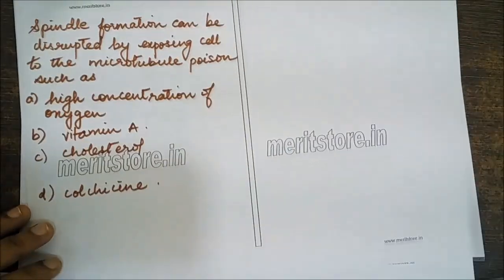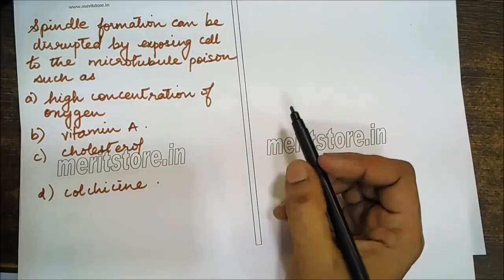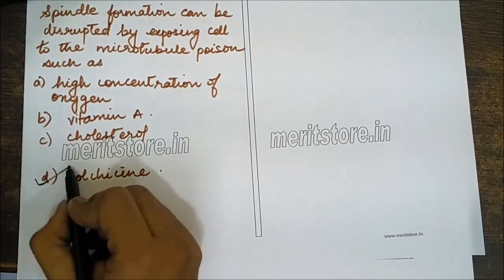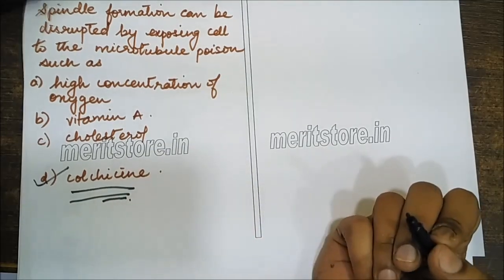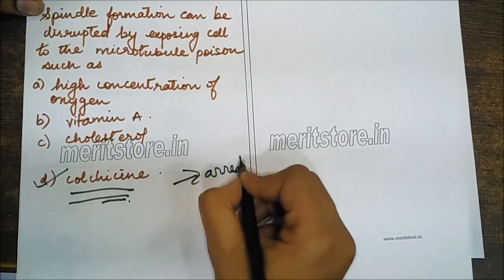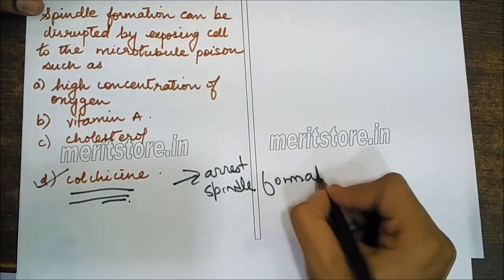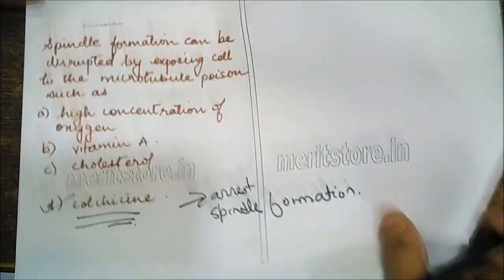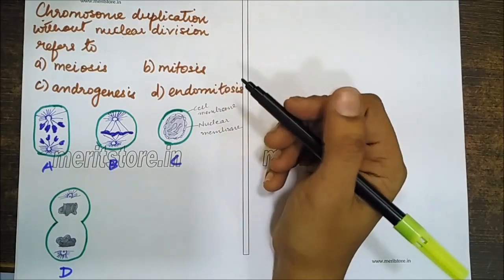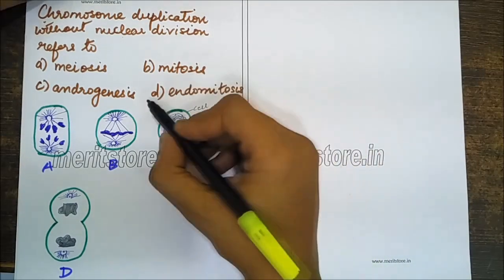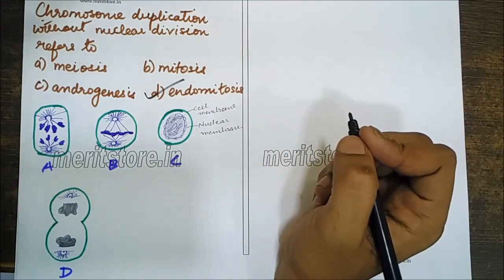Next question. Spindle formation can be disrupted by exposing a cell to a microtubule poison such as colchicine. Now this will arrest the spindle formation. Remember, colchicine arrests the spindle formation. Next question. Chromosome duplication without nuclear division refers to endomitosis.